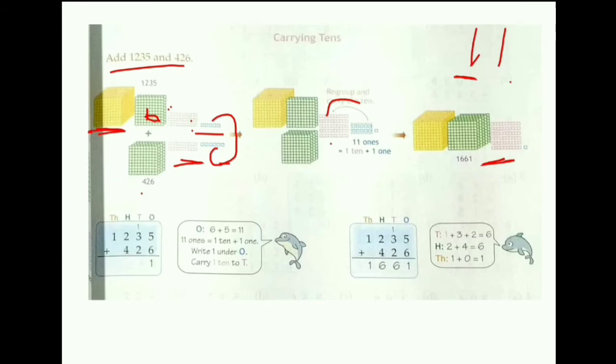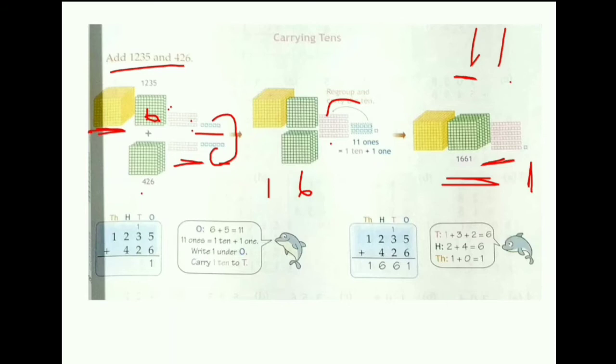Now see, here there is 1. Here there are how many sheets of tens? 5. But plus 1. Why? Because we have added one carry. So 6. And then we will go to the hundreds. How many sheets of 100 blocks are there? Total 6. Right? So here comes 6. And one sheet of 1000. So the answer is 1661.